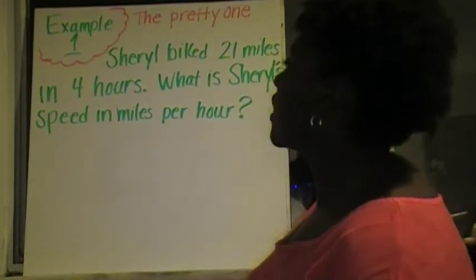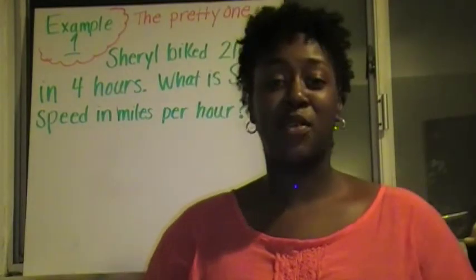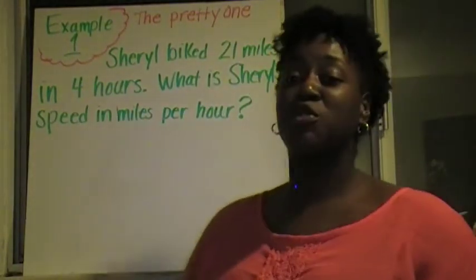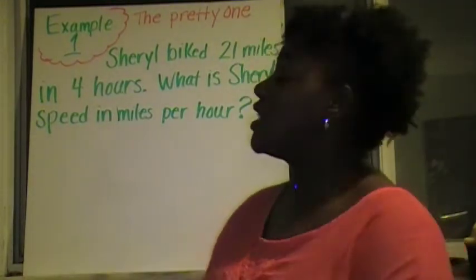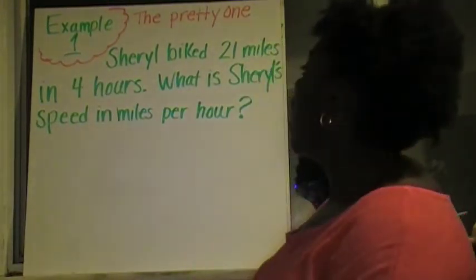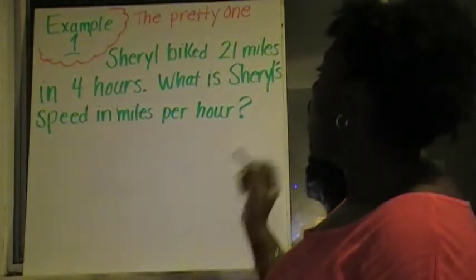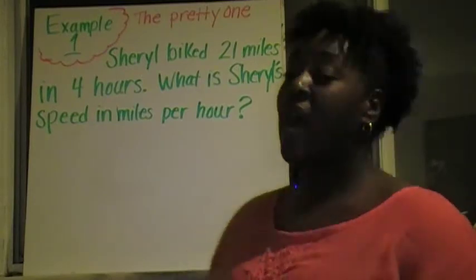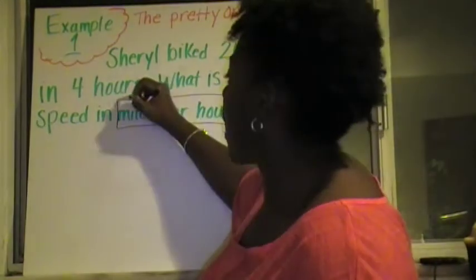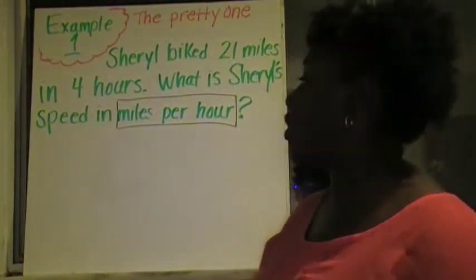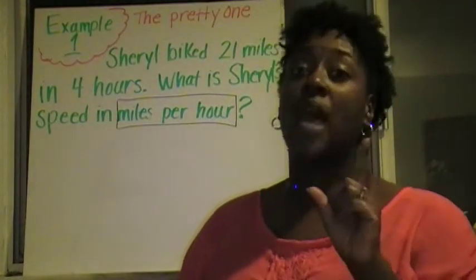Okay, here, let's look at the first example. Up here it says the pretty one. And what I mean by the pretty one is that we are so used to our unit rates being so simple and easy to figure out. But let's just review how we would do this. Example 1 says Cheryl biked 21 miles in 4 hours. What is Cheryl's speed in miles per hour? So this section right here, miles per hour, just like the previous board, is asking me how far can Cheryl go in just 1 hour.